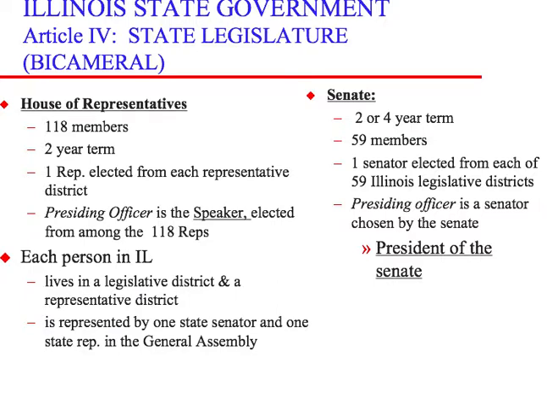The representative district is served by a senator. The legislative district is served by your House of Rep. A senator serves 2 or 4-year terms, so it varies. There are 59 members, 1 senator elected from each legislative district, so there are 59 of them. Your presiding officer is a senator chosen by the Senate, known as the President of the Senate.